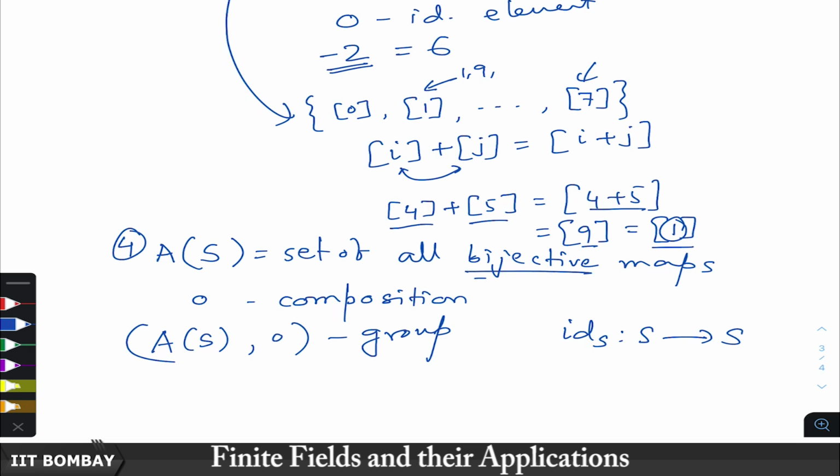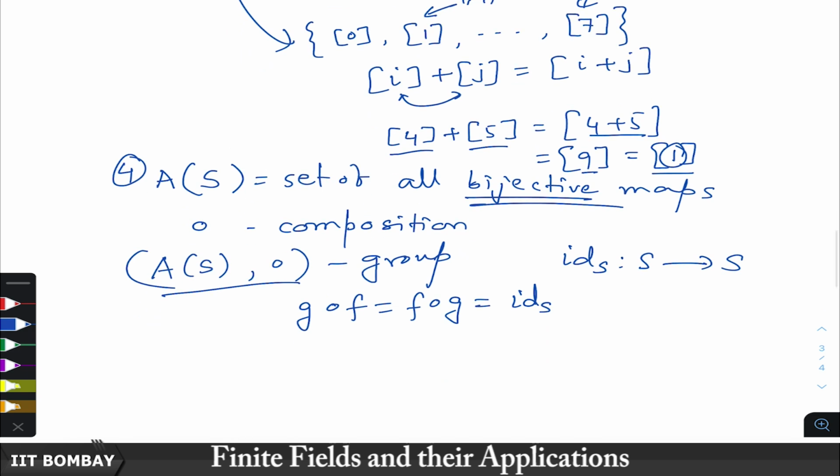Now, what is the inverse map? Because we know that every bijective map has an unique inverse. So, that is the inverse under composition. So, we have already discussed this, that if a map is bijective, there is an inverse. So, that G composition F is equal to F composition G is equal to identity map. Okay. So, there is an inverse. So, this is a group.